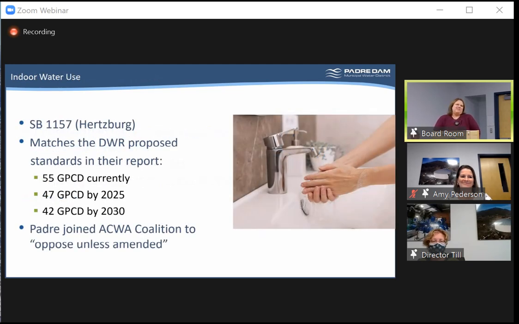Okay, the next item is indoor water use. So we had a bill last year, SB 1434, by Senator Friedman. That bill she decided not to carry forward. However, Senator Hertzberg took the language from that bill and took the language from DWR's proposed standards report and put it into a new bill, SB 1157. And what this bill looks to do is to reduce indoor water use to 42 gallons per capita per day by 2030.